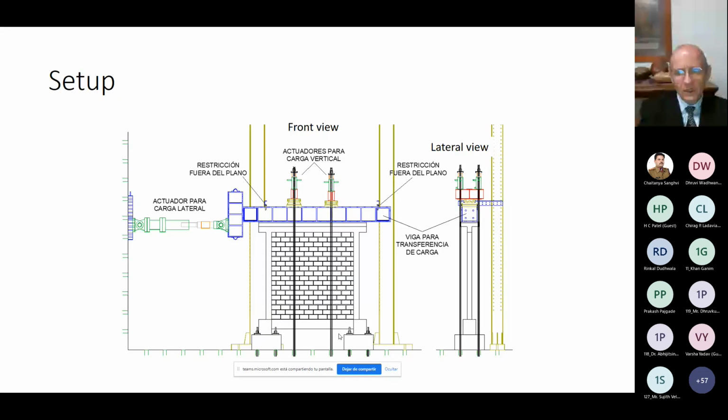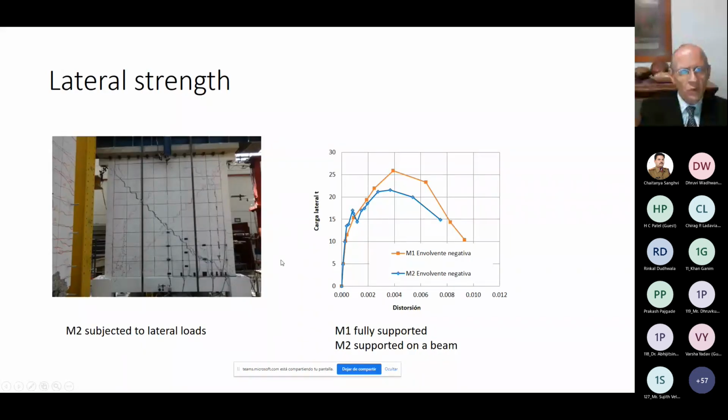This is the setup. It is a standard one, basically. In some cases, we also applied lateral load, and in other cases, only vertical. This is one case with vertical. This is, okay, this was lateral, sorry. This is lateral. And this one, the orange one is the one supported normally, and this M2 is the one supported on the beam. So we found a reduction of the shear capacity of the wall due to the flexibility of the beam.